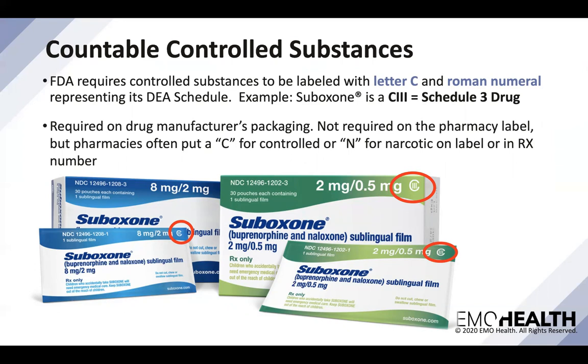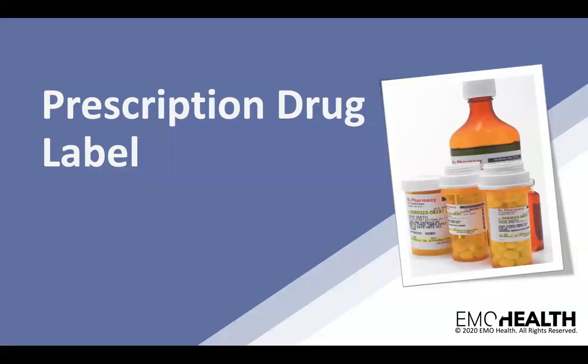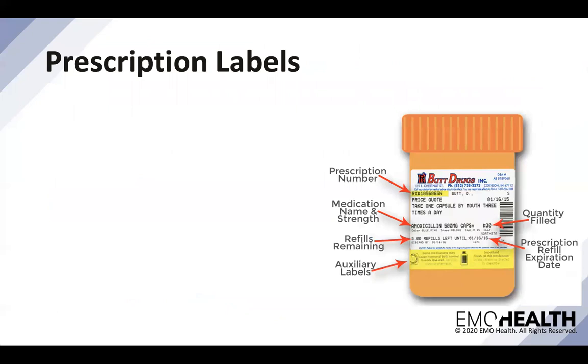It's not going to be required on the pharmacy label itself, but most pharmacies will often put a C for controlled or N for narcotic either on the label, or they may put it at the beginning of that RX serial number.